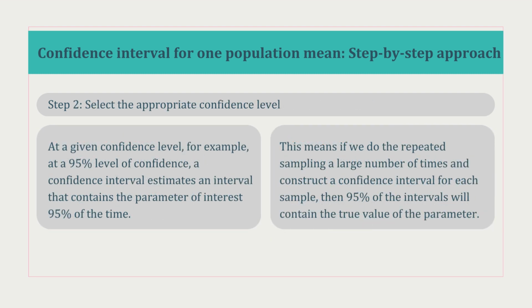In the second step, we will select the appropriate confidence level. At a given confidence level, for example, at a 95% level of confidence, a confidence interval estimates an interval that contains the parameter of interest 95% of the time. This means if we do the repeated sampling a large number of times and construct a confidence interval for each sample, then 95% of the intervals will contain the true value of the parameter. In this case, we are asked to construct a 95% confidence interval for the mean change in stock prices. This means the confidence level is 95%.